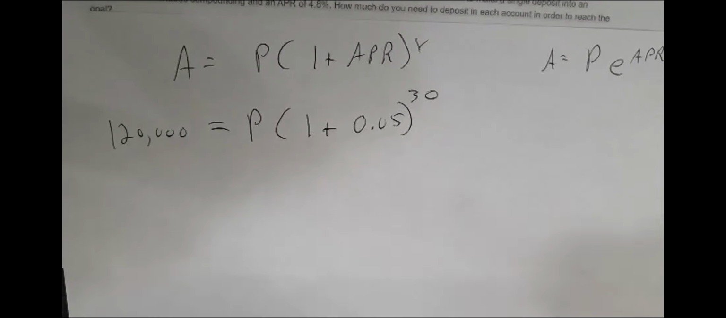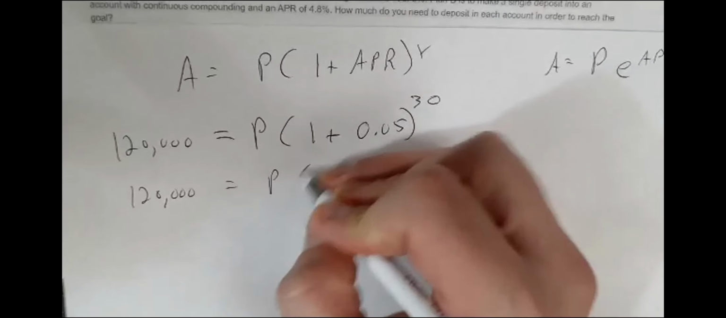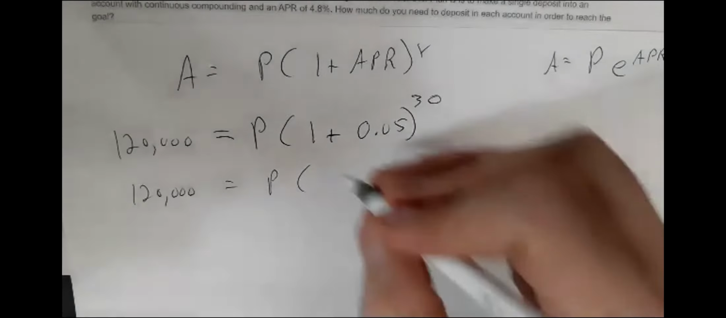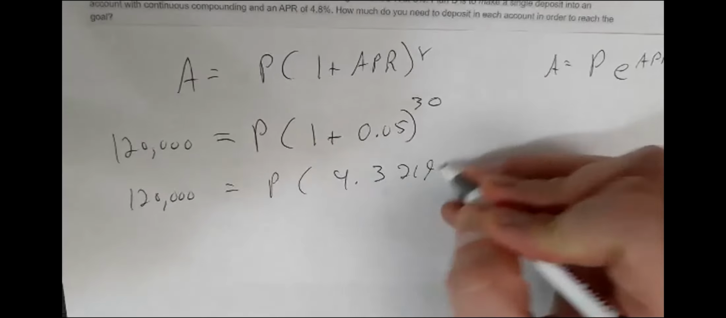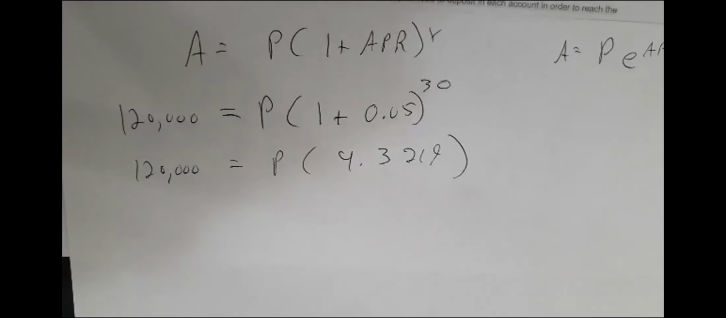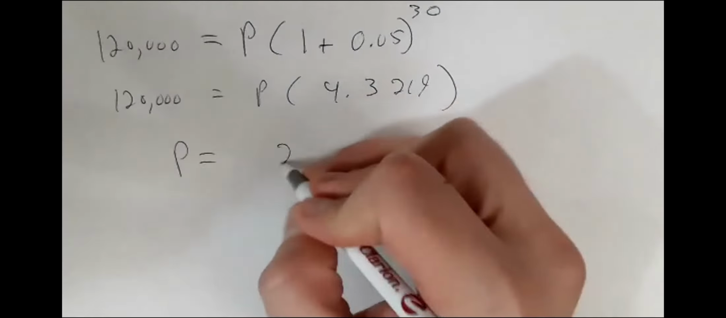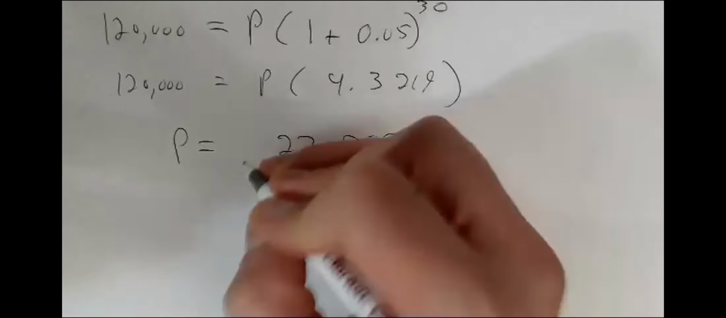We've done a few examples like this. I have 120K over here, and I want to figure out what 1.05 to the 30th is. It's going to give me something crazy like 4.3219, somewhere in that ballpark. When I divide 120K by this crazy number, my principal should be somewhere around 27,765.29, something like that.